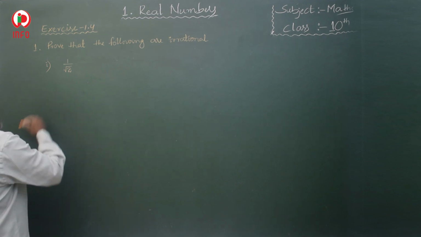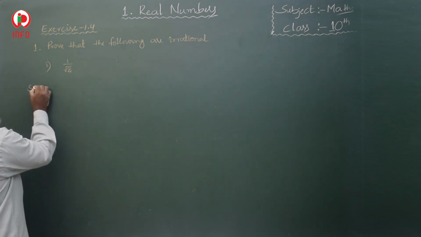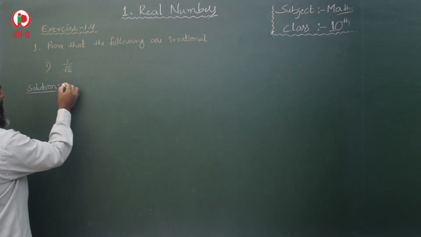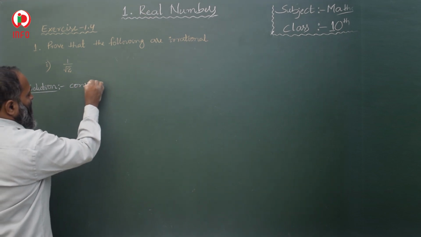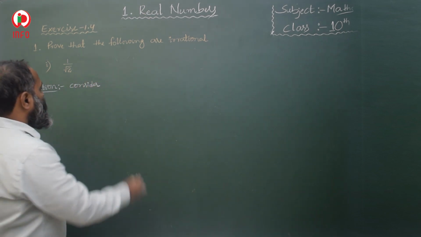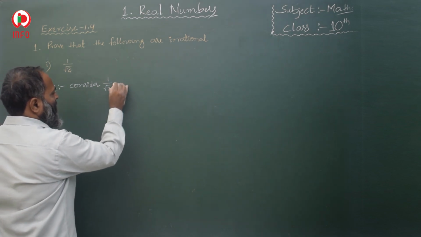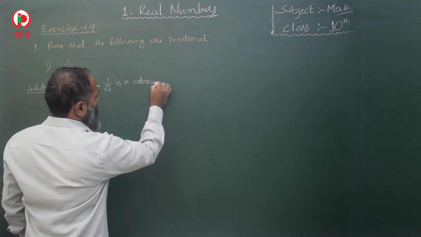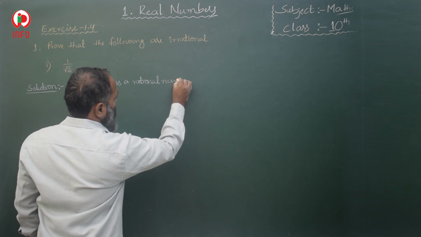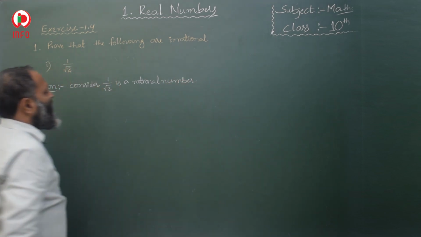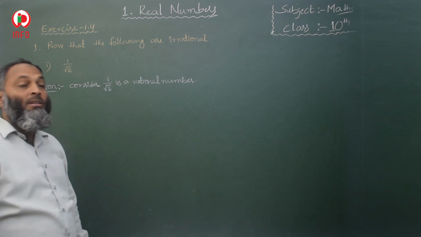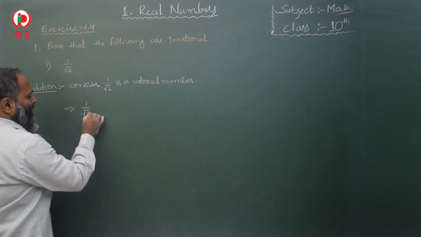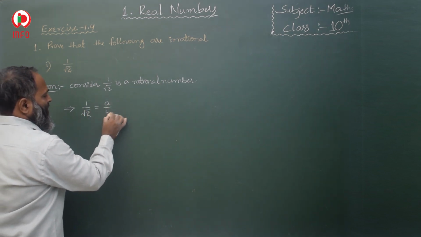So first solution. Consider: what should we consider? Consider 1 by root 2 is a rational number. If it is a rational number, then according to the definition of a rational number, 1 by root 2 is in the form of a by b.